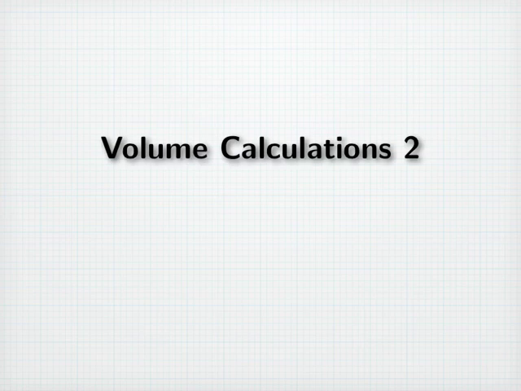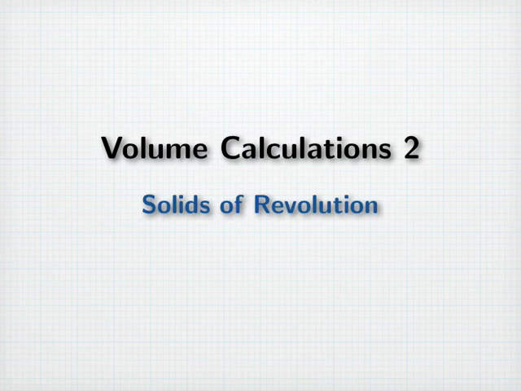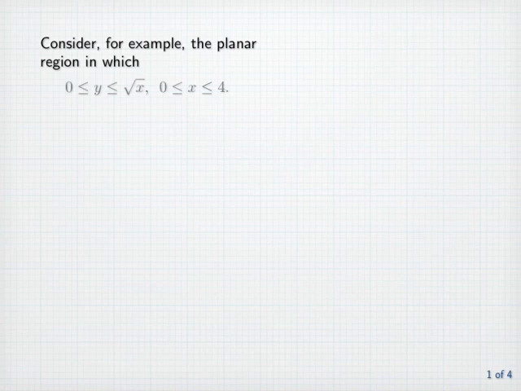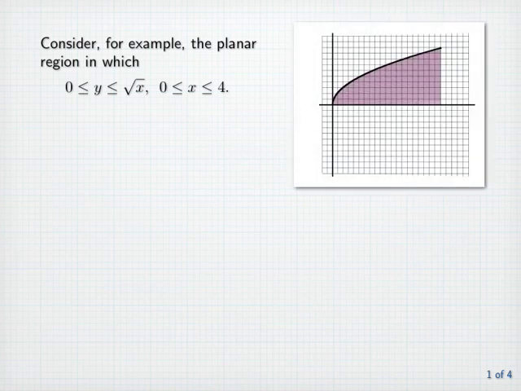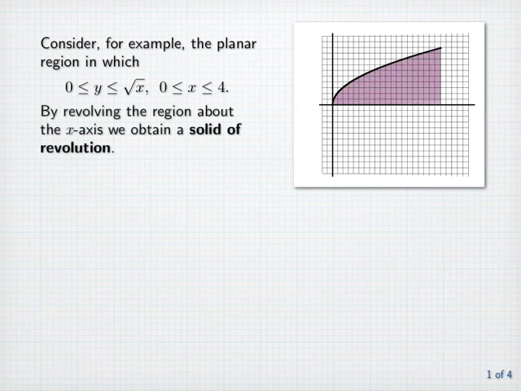Volume calculations 2. Solids of revolution. Consider, for example, the planar region in which y is between 0 and the square root of x, and x is between 0 and 4. A picture of this region is shown here on the right. By revolving the region about the x-axis, we obtain what we call a solid of revolution.